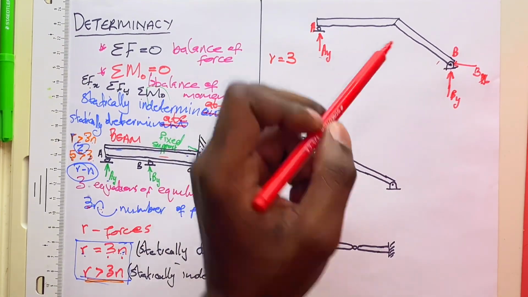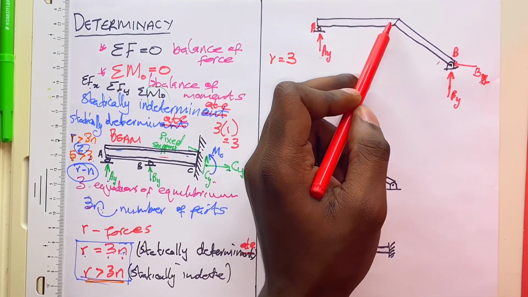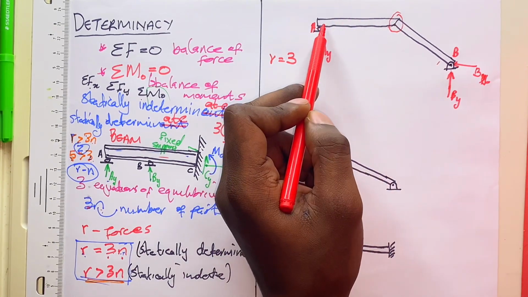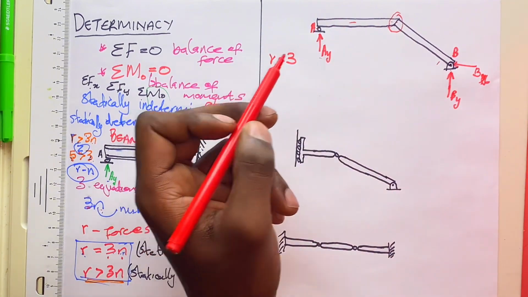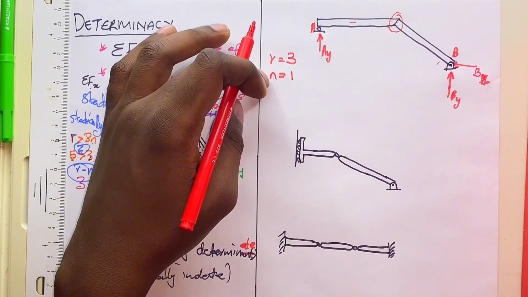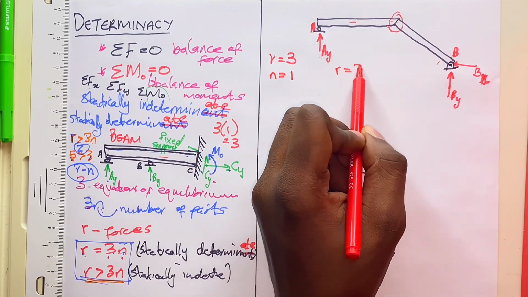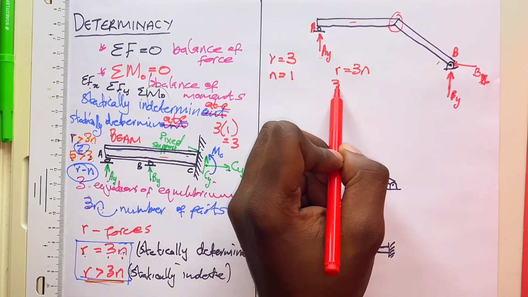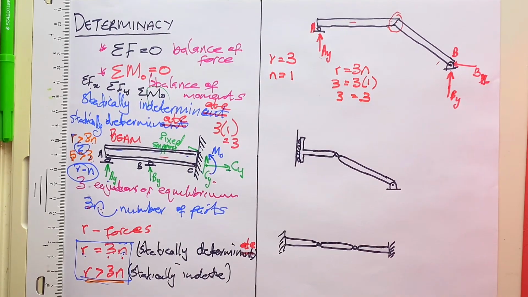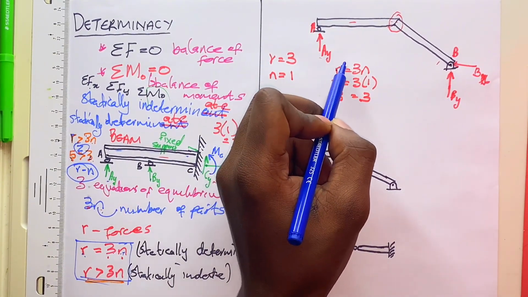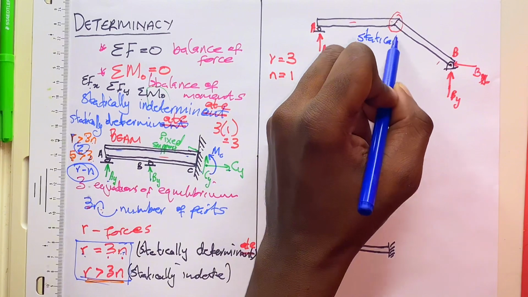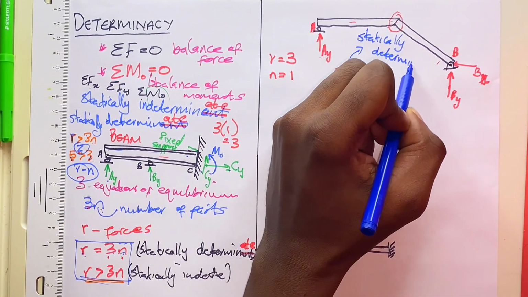In this case, I'm not cutting it open here because it is fixed here, so there's no need to cut it open and check for internal reactions. It is just one joint member, meaning that n is equal to 1. Now let's compare the number of forces to the number of equations. We said that our r must be equal to 3 times n. Our r is 3 and our n is 1, so we'll have 3 equal to 3. Now our condition holds that r is equal to 3n. 3 is equal to 3, therefore this structure is statically determinate.